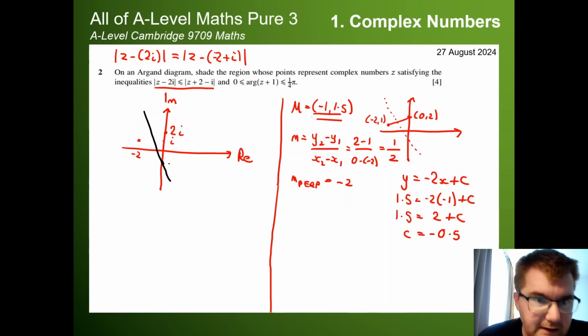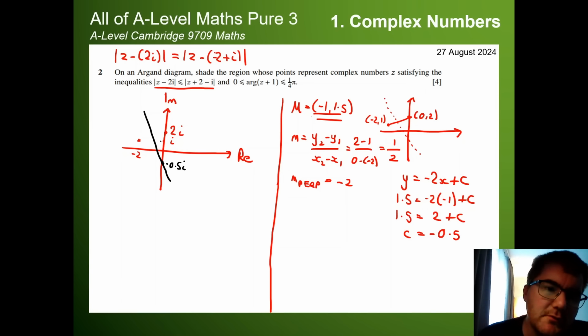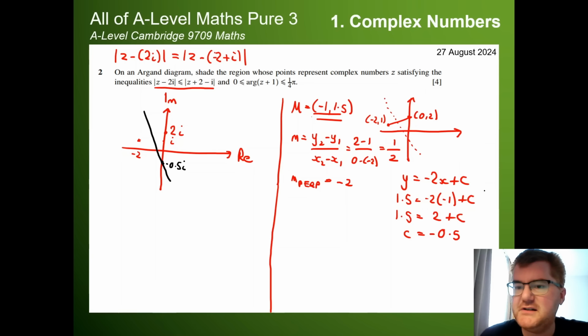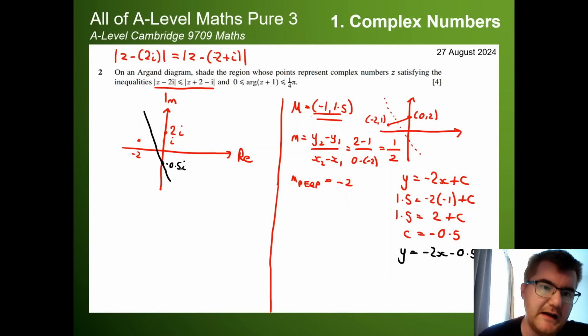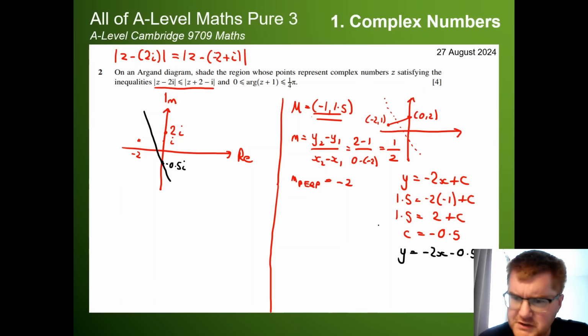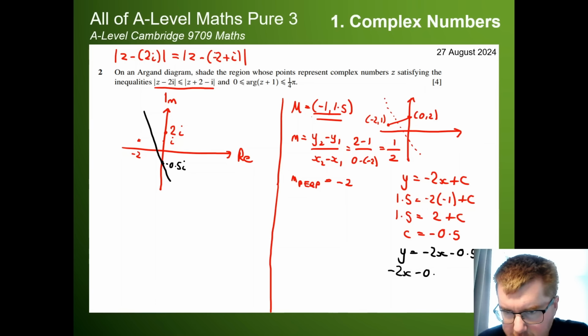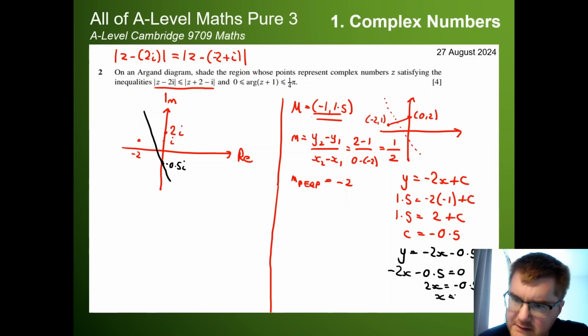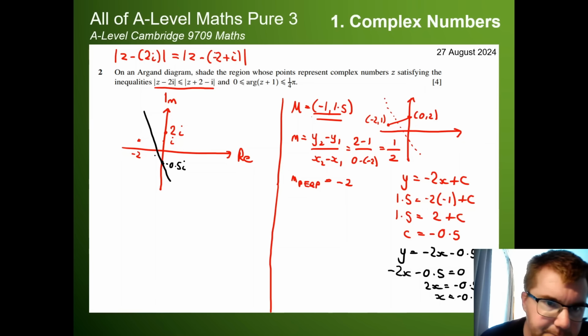Notice we're working in the complex plane here, so we're going to get a minus 0.5i like so. We could also work out this point by taking our solution over here and making y equal to 0, which is probably quite a useful thing to do. So 2x is equal to minus 0.5, so x is equal to minus 0.25, so that's on the real axis, minus 0.25. Okay, so we've done the first part here.